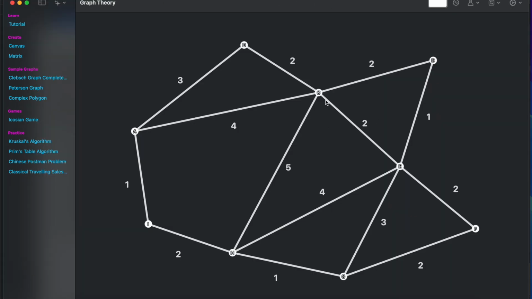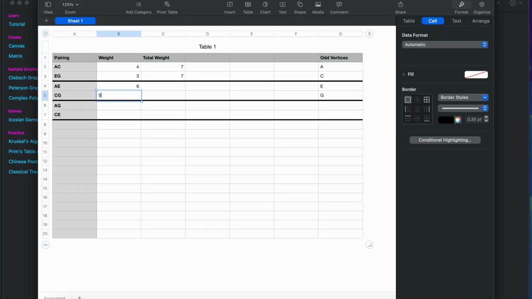And then next is C with G. So here is vertex C. Down here is vertex G. It looks like the shortest path between those two vertices is going to be this edge of weight 2, this edge of weight 3, for a total weight of 5. 6 plus 5 gives us a total weight of 11.